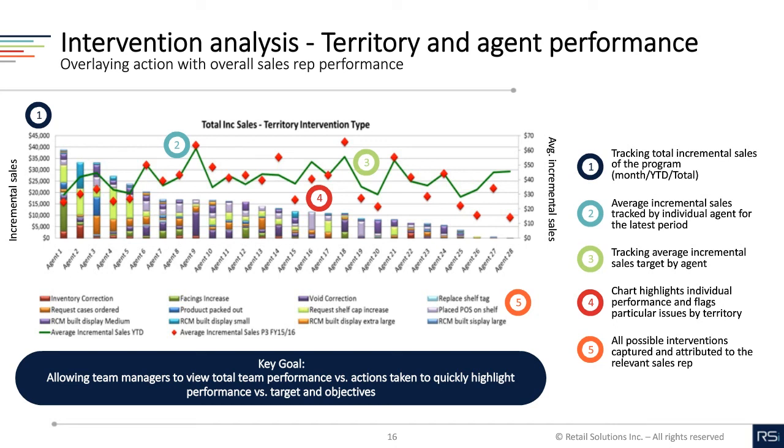Using this example, we have the ability to: 1, track the total incremental sales of the REO program; 2, track the incremental sales by individual salesperson in the latest period; 3, overlay targets by team and individual and track performance; 4, highlight performance by individual salesperson, highlighting positive and negative performance; and finally 5, capture every single action taken and measure performance overall versus the target.